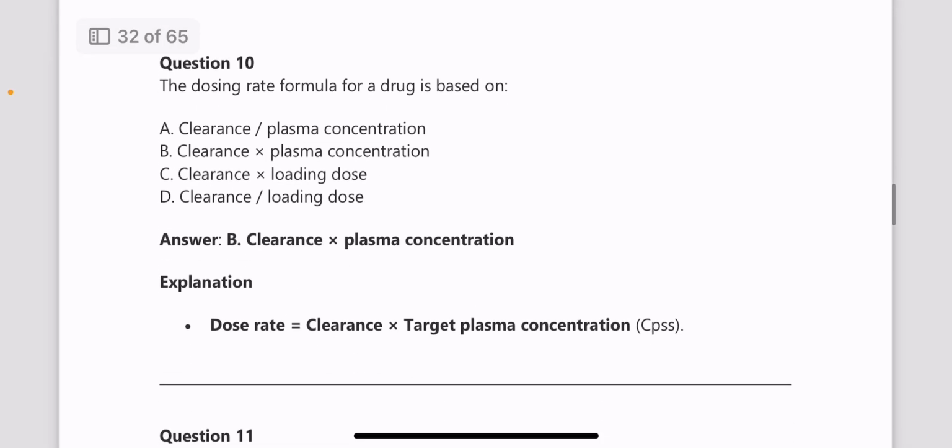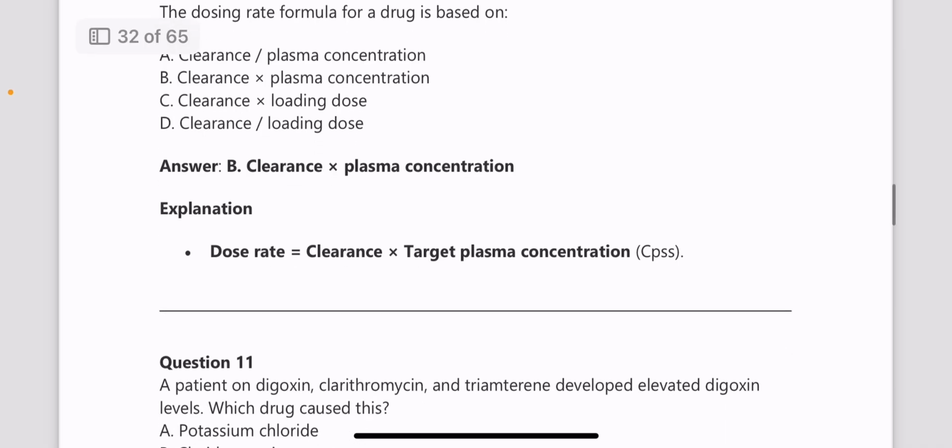Next, the dosing rate formula for a drug is based on. Answer, all these formulas are very, very important from pharmacology, from physiology, and all the formula related questions. A lot of questions keep coming up. Learn these formulas. Just note them down in a small notebook, and you can revise it on the previous day of your exam, so that it will be there in your mind. So here the answer is clearance into plasma concentration.